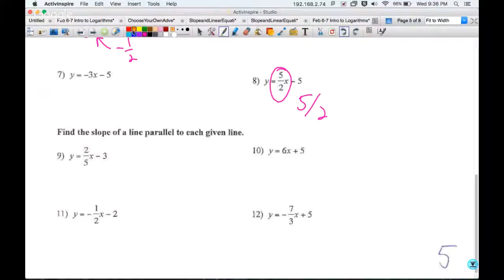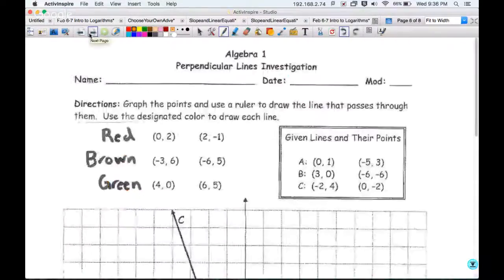And find the slope of a line parallel to each line. Well, we just discovered that slopes of parallel lines are identical. So the slope of a line parallel to y equals 2/5 x minus 3 is 2/5. They've got to match. And here, negative 7/3. They have to match. And that's all you need to do for that page.